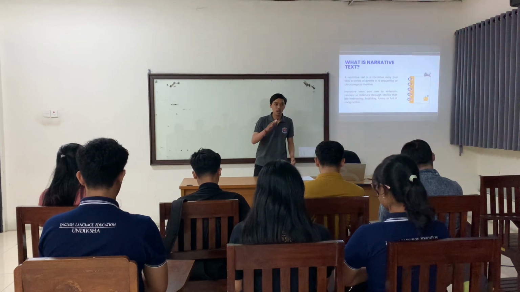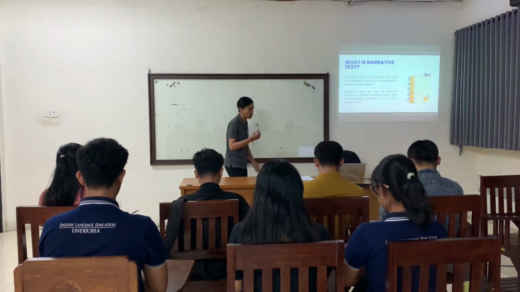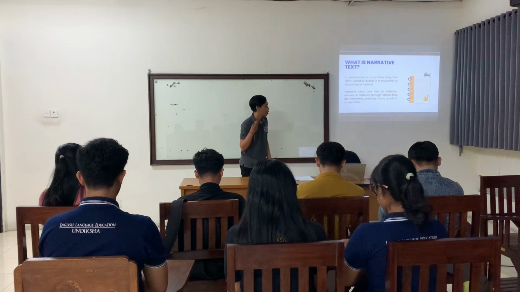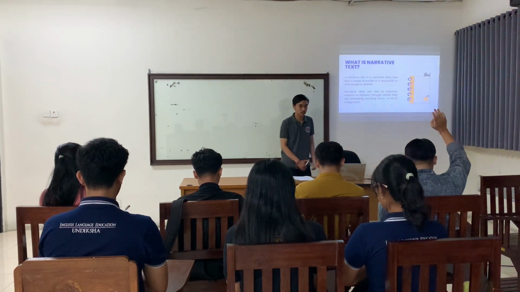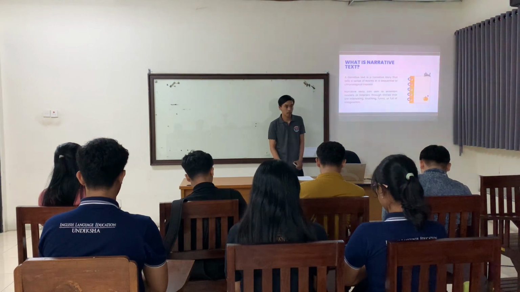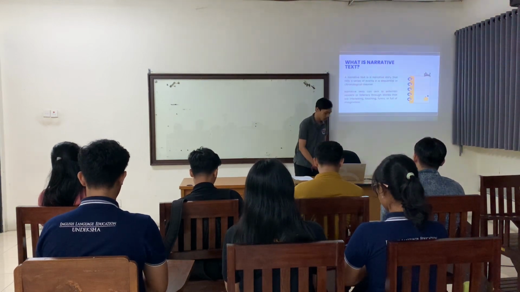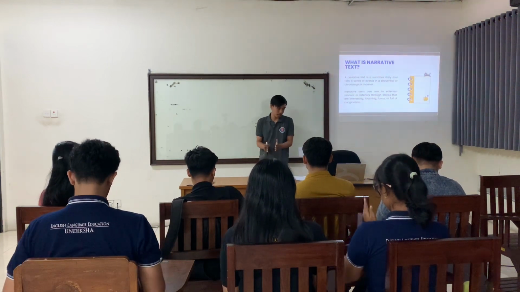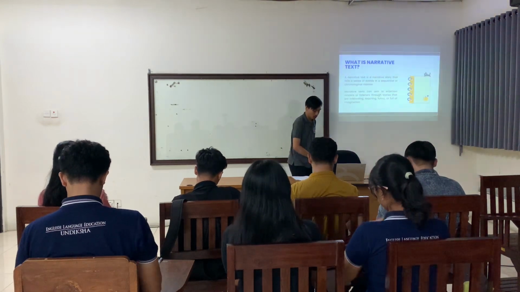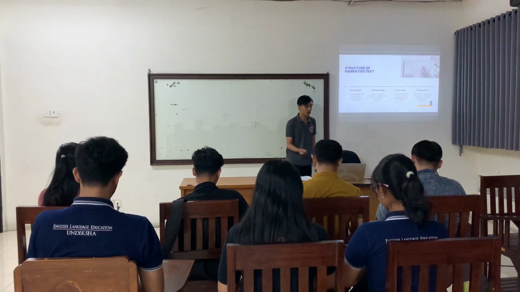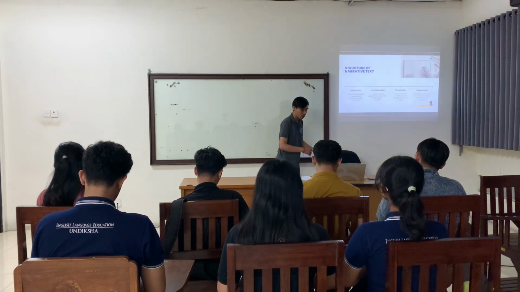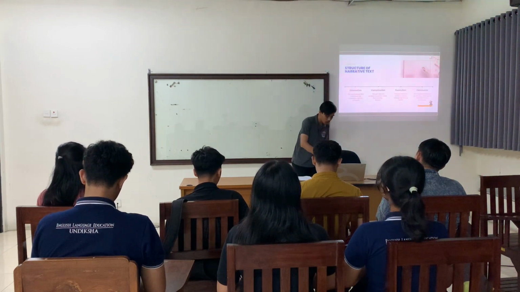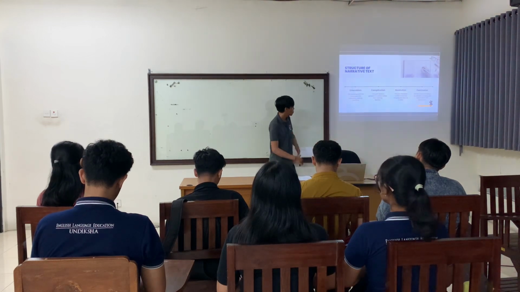Does anyone know what kind of structure is in narrative text? It's the orientation, complication, resolution, and conclusion. Good. Give applause for Stephen. Okay. The structure of narrative text: the orientation, complication, resolution, and conclusion.